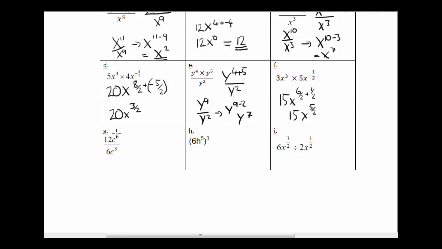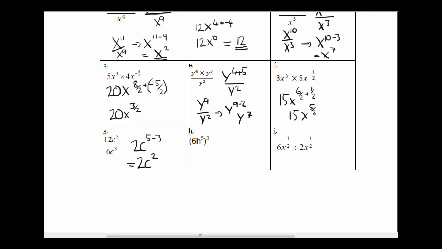12c to the power of 5 over 6c cubed, so 12 divided by 6 is going to give you 2c, and that's 5 minus 3, and that equals 2c squared.